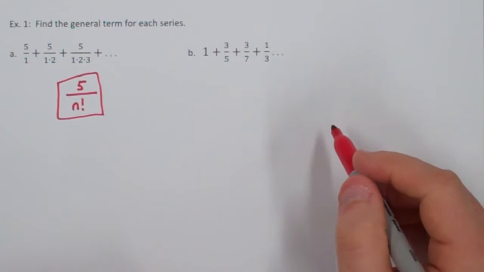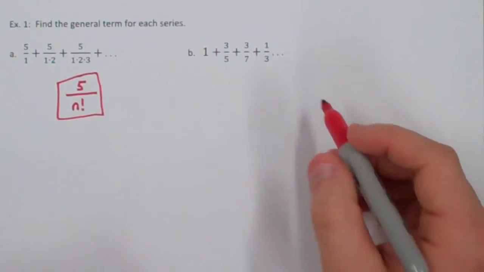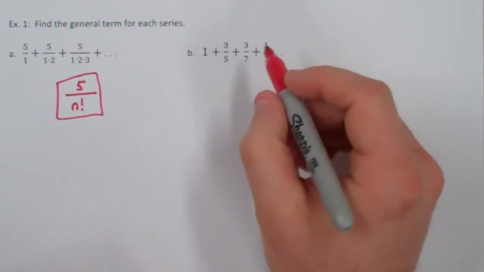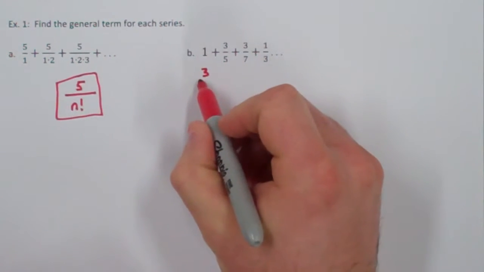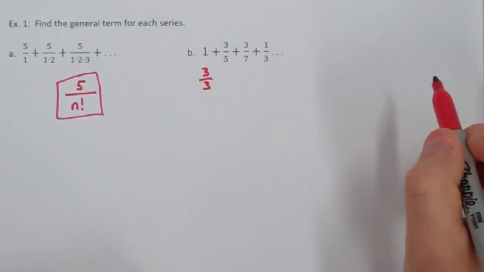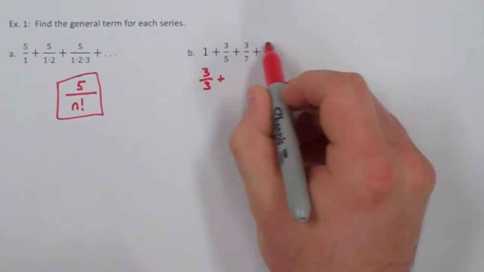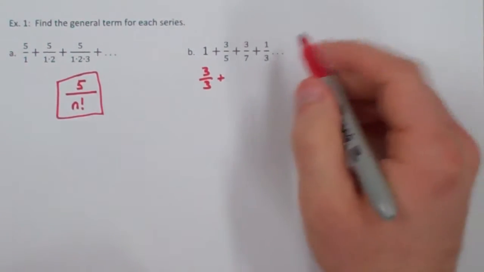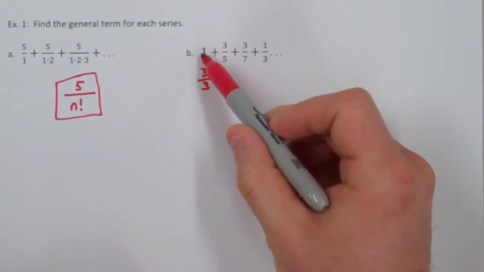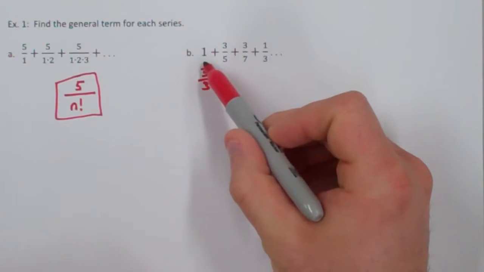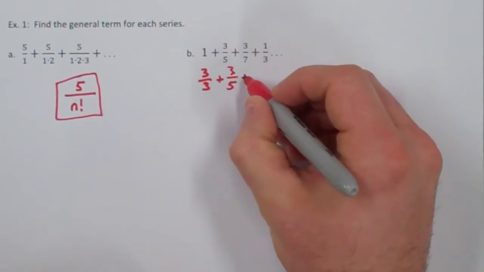So one trick with these fractions is to rearrange them. Let's see, 1 I'm going to rewrite as 3 over 3. The reason I'm making that decision is that if we could get all the numerators to be the same, then our general term would just have a 3 in the top, so that's one thing to try. And I'm also noticing that if I rewrite this as 3 over 3, the denominators will then just go up by 2 every single time.